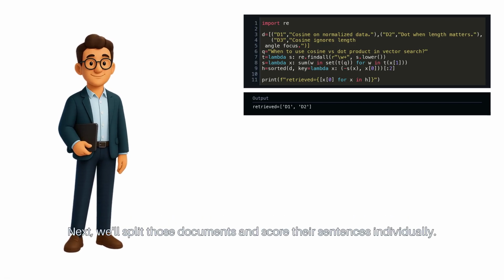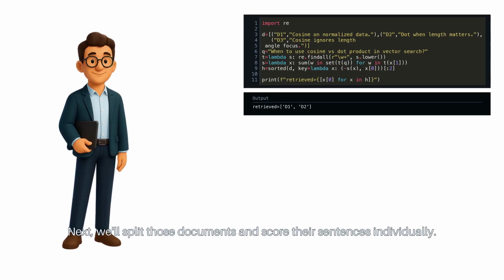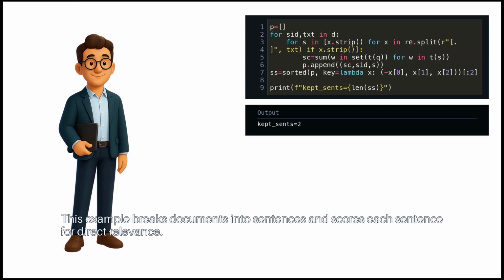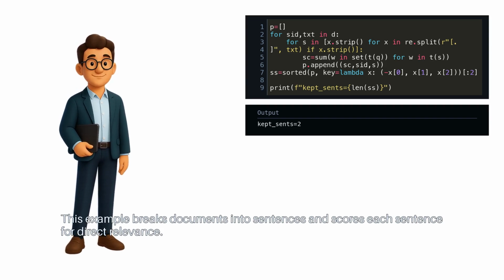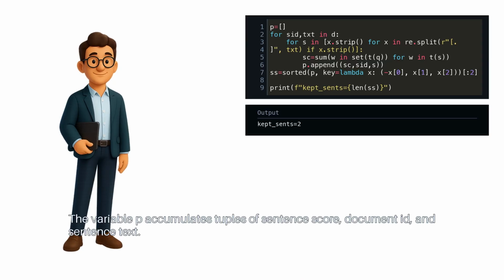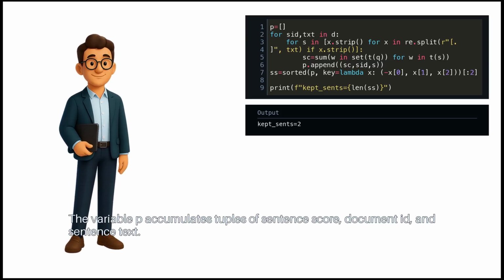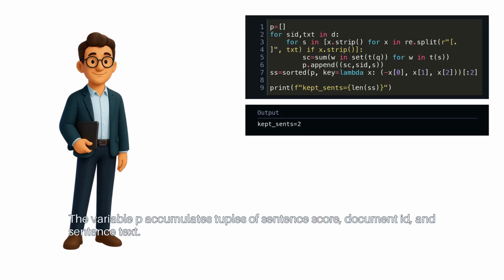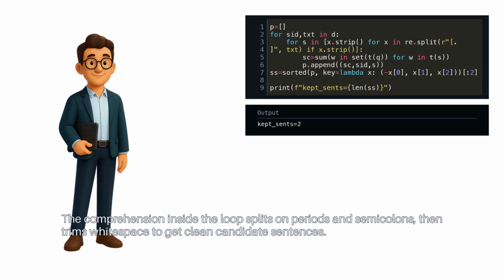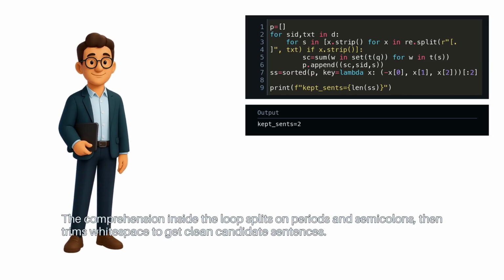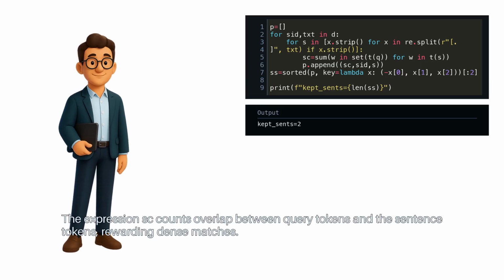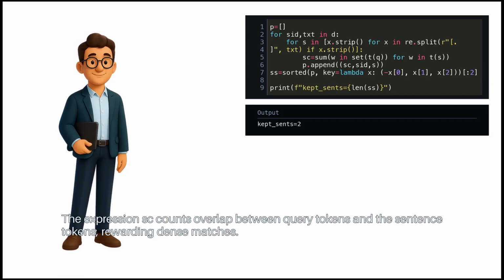Next, we'll split those documents and score their sentences individually. This example breaks documents into sentences and scores each sentence for direct relevance. The variable P accumulates tuples of sentence score, document ID, and sentence text. The comprehension inside the loop splits on periods and semicolons, then trims whitespace to get clean candidate sentences. The expression SC counts overlap between query tokens and the sentence tokens, rewarding dense matches.